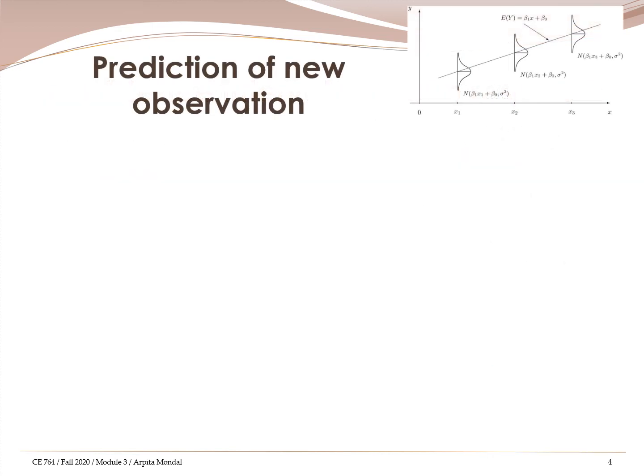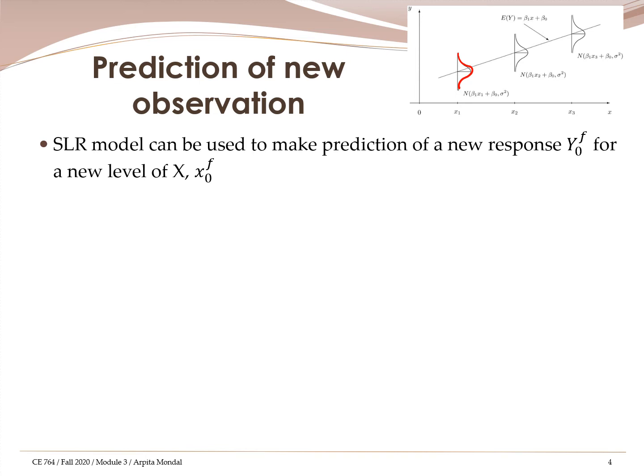So in the previous slide, we had looked at the confidence interval of the mean response. Now remember, instead of obtaining just the mean response, one may obtain any value from this distribution, right? Any predicted value y. So a simple linear regression model can be used to make a prediction of a new response also for a given new level of x.